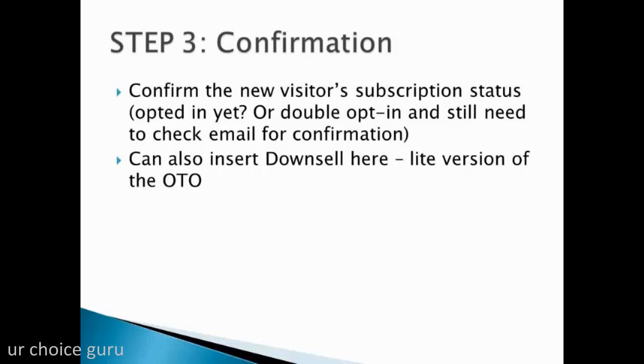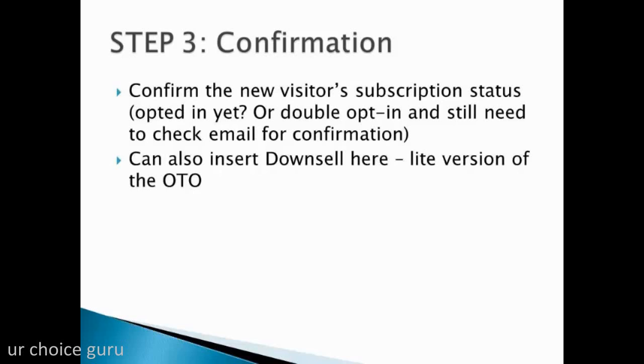Last but not least is step 3 of 3, the confirmation page. Whether the new visitor or subscriber passes up your one-time offer, he is going to arrive at the confirmation page. In this page, you inform your new visitor that he has already been subscribed to your mailing list if your autoresponder uses single opt-in, or he still has to check his email for a confirmation email if you're using double opt-in autoresponder.